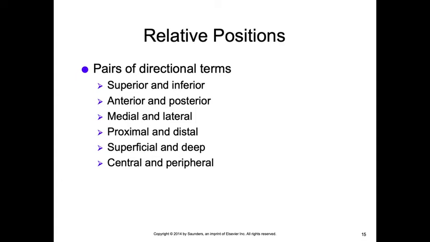Anterior and posterior, which can also be termed dorsal for posterior and ventral for anterior. Your nose is anterior to your ears, and your buttocks are posterior to your navel, okay? Medial and lateral. Medial means towards a midline that divides the body into two halves, and lateral means away from that midline. So your nose is medial to your eyes, and your ears are lateral to your nose, and your thumb is lateral to your little finger.